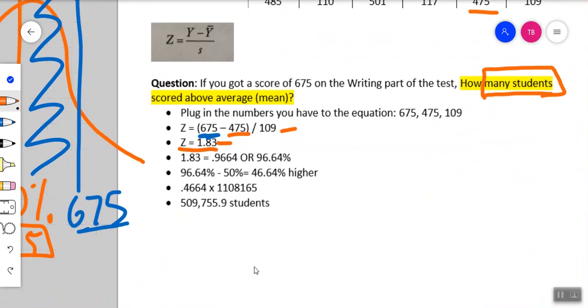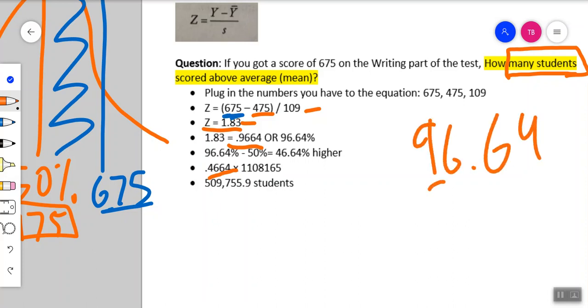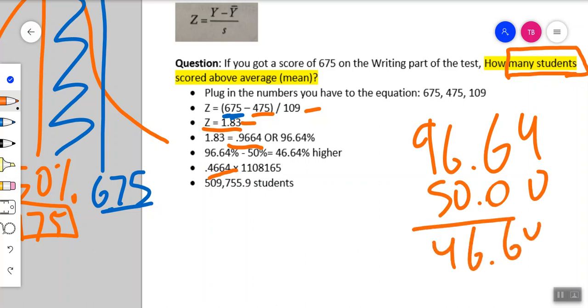Back here again. So now we know that it's 0.9664, but this time we're going to do one additional step. They're not asking for percentage, so we get the same thing as before, 46% higher. We do the same idea as before: 96.64 minus 50 is 46.64, but that's still a percentage. So we want to find out exactly how many students that is.